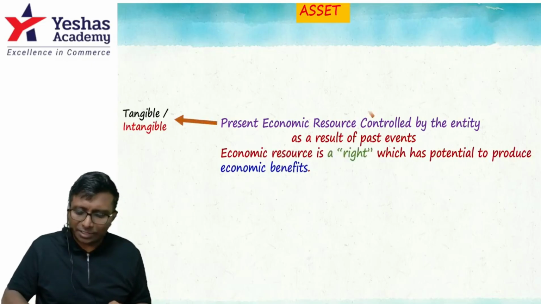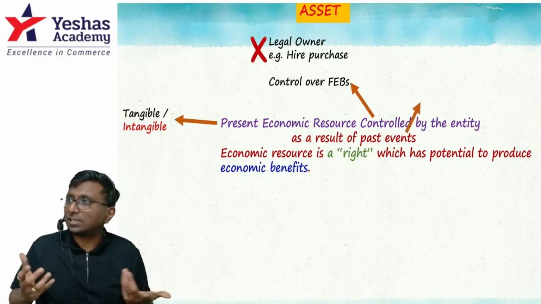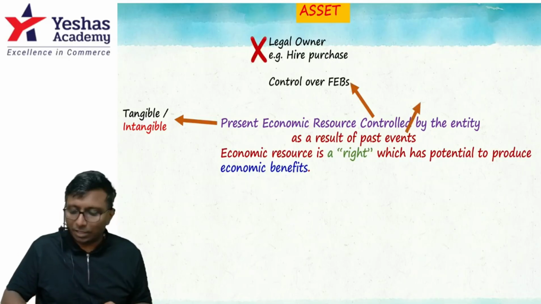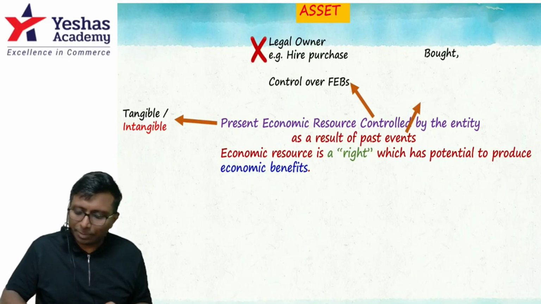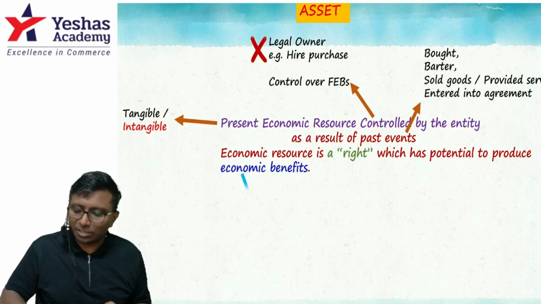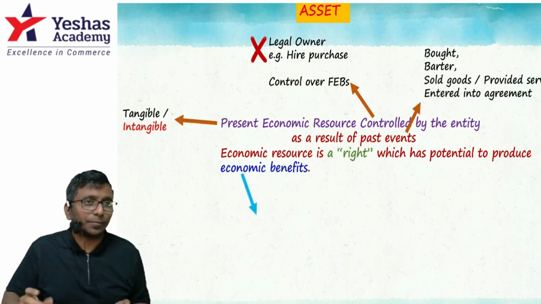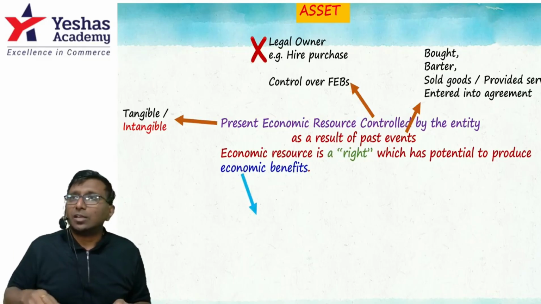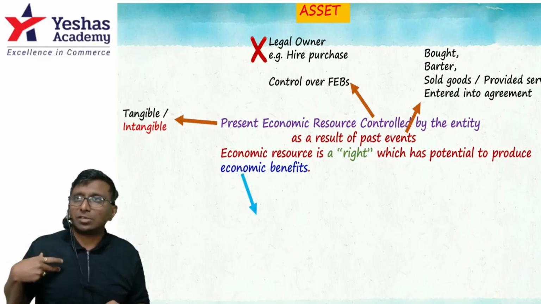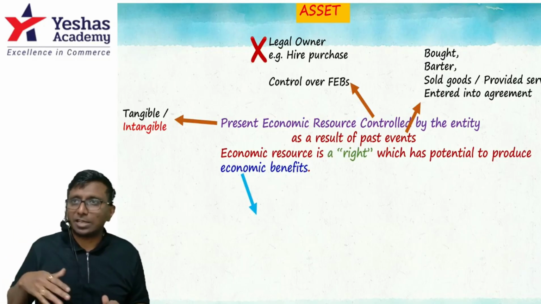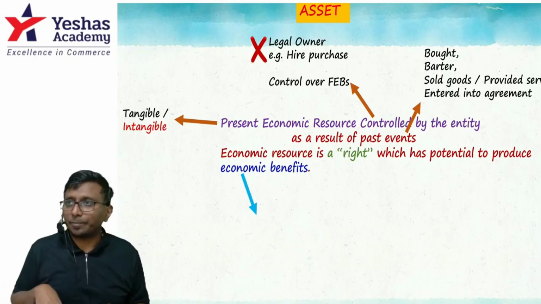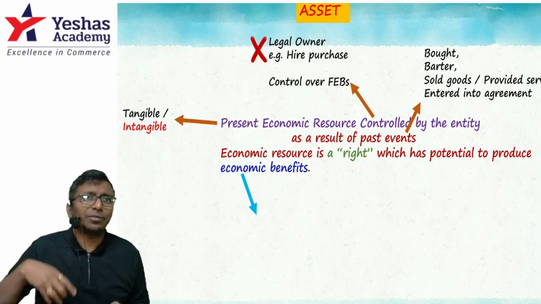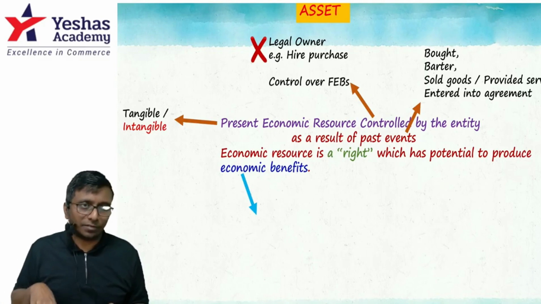This is tangible, intangible, legal ownership is not a must. Now, hire purchase or lease is the best example. Arising from the past event. Past event means you must have done some barter or something. You must have paid and purchased. You must have purchased another company as a whole. That's why you got this. As part of amalgamation, you got the asset. As part of government grant, you got the asset. Assets can come from different angles. It's not only purchase.